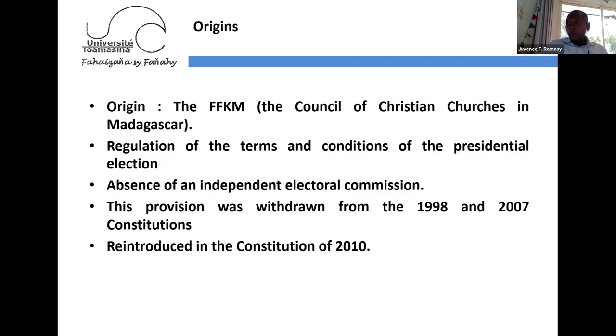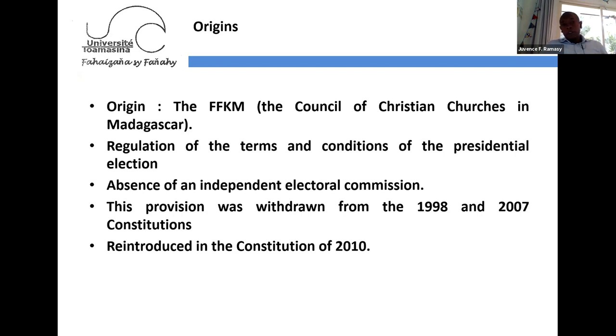So now the second point: what was the origin of that rule? The origin of the rule came from the FFKM, the Council of Christian Churches in Madagascar. What we have to know is that the churches played an important role during the end of the Second Republic, with the transition. They were the main drafters of this constitution. So why did they introduce that rule for the incumbent to resign?